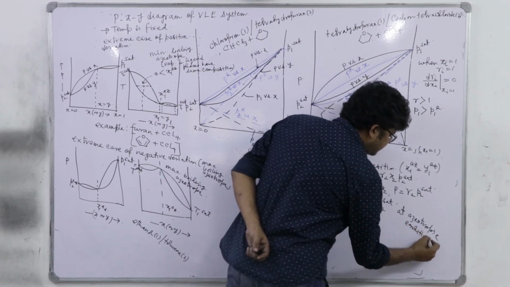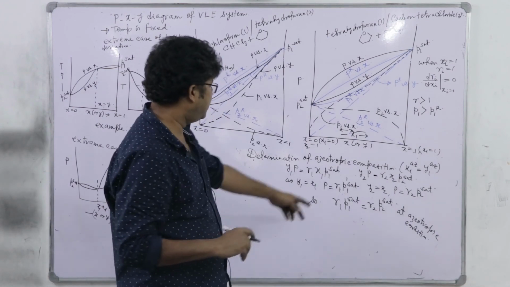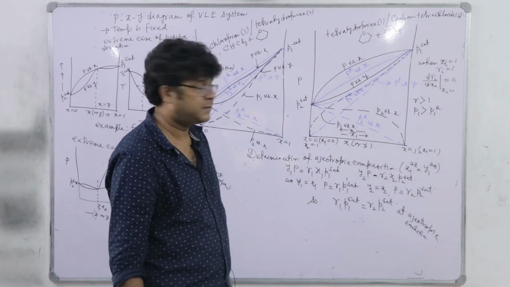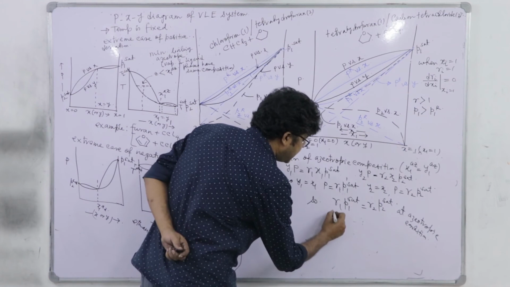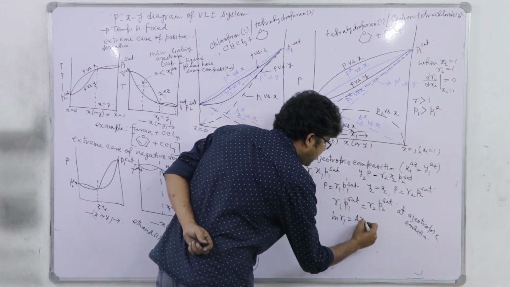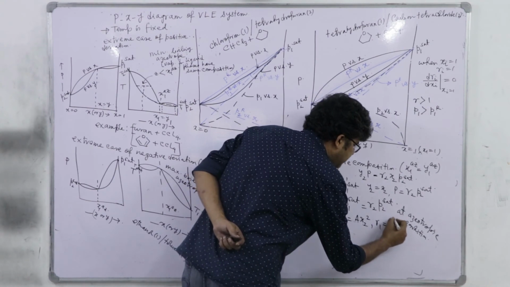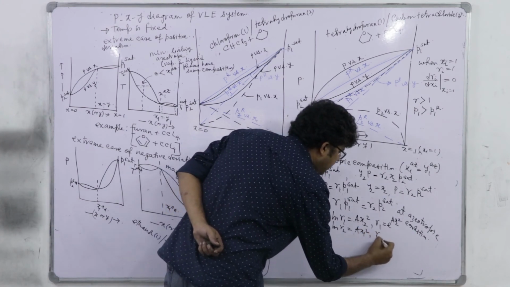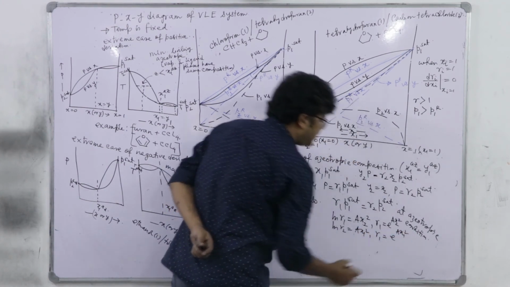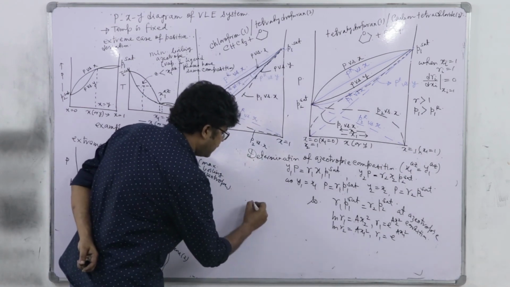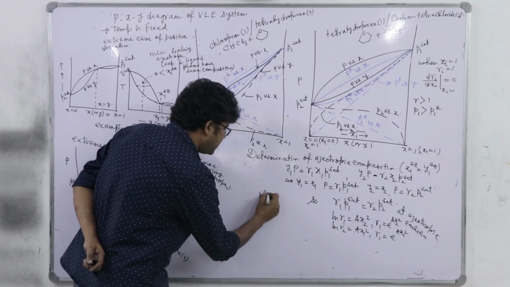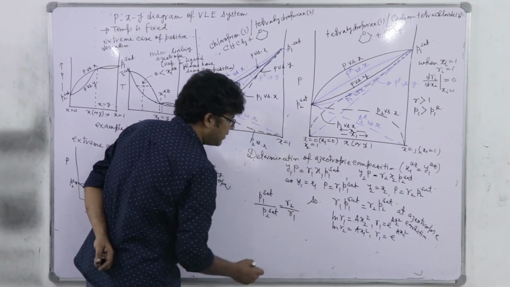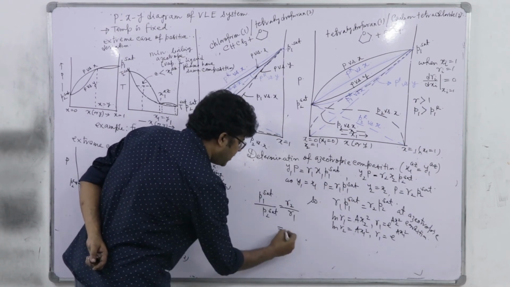right. Now from the excess Gibbs energy model, we know the expressions for gamma 1 and gamma 2 in terms of x1 and x2. Just like for the simplest example, ln gamma 1 is equal to a x2 square. So gamma 1 is equal to exponential of a x2 square, and ln gamma 2 is equal to a x1 square. Gamma 2 is equal to exponential of a x1 square according to the 2-suffix Margules model. So P1 sat by P2 sat is equal to gamma 2 by gamma 1, right.